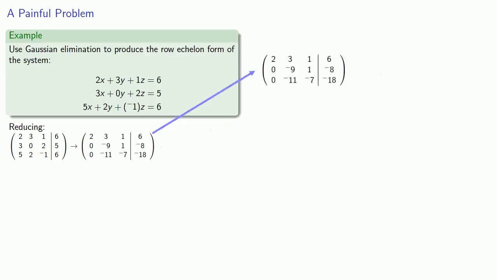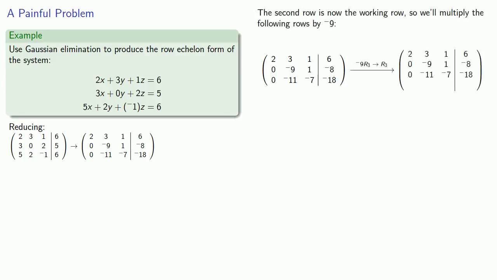Since we have zeros below the first row pivot, we can move on to the second row, where the leading coefficient is negative 9. So we'll multiply the following rows by negative 9. So that will give us 0, 99, 63, and 162. And we no longer need the original third row. We can replace it with this new third row.